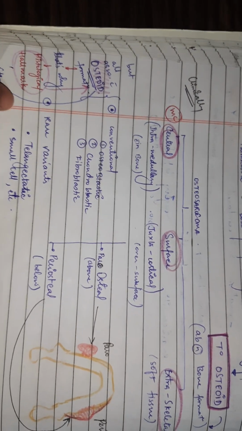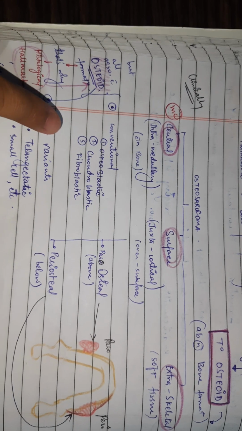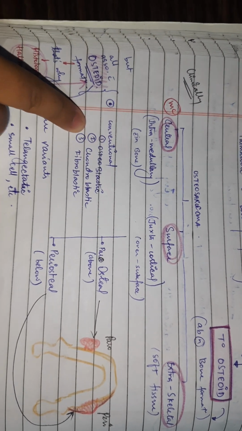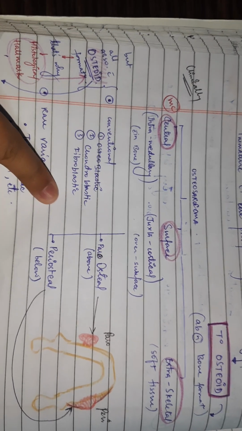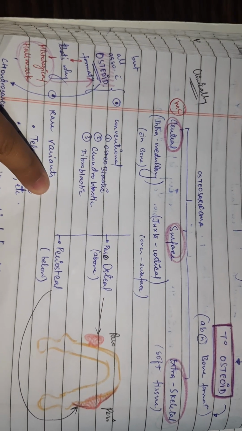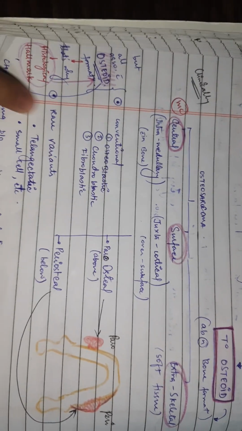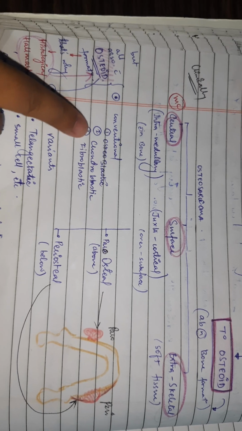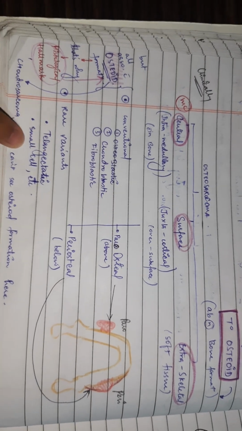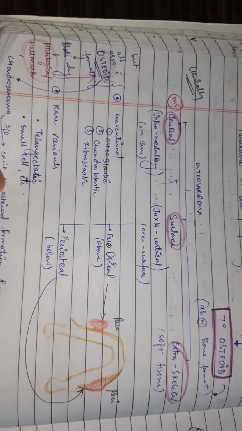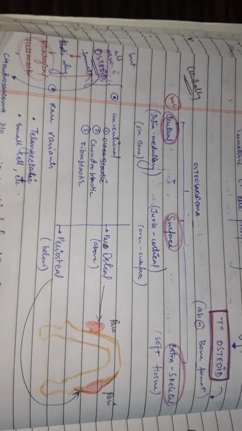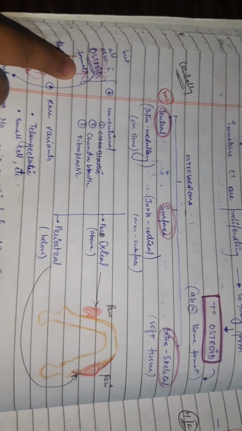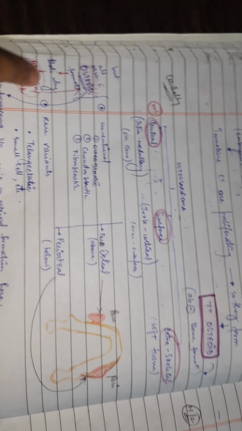The first type is conventional. The conventional variant has three types: osteoblastic, chondroblastic, and fibroblastic. All are blastic: osteo, chondro, and fibro, meaning bone, cartilage, and fibrous. Then rare variants are telangiectatic, small cell, etc. But all are associated with osteoid. Tumor osteoid, all are associated with osteoid formation.